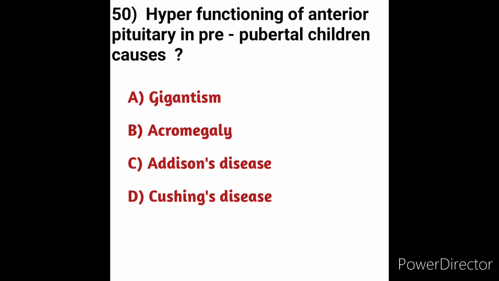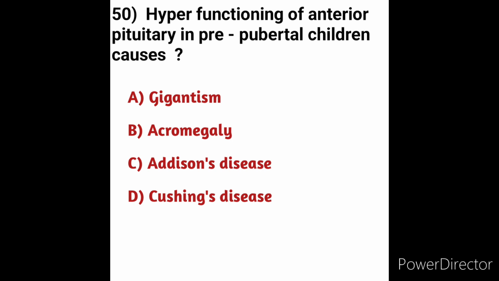Option A, gigantism, is a very rare condition that happens when a child or adolescent has a high level of growth hormone in the body, which causes them to grow very tall. So in gigantism the growth hormone increases in the body, leading to a very tall structure. One more thing I have to add: the opposite of gigantism is dwarfism. Dwarfism means short stature, opposite to gigantism, due to a genetic or medical disorder.